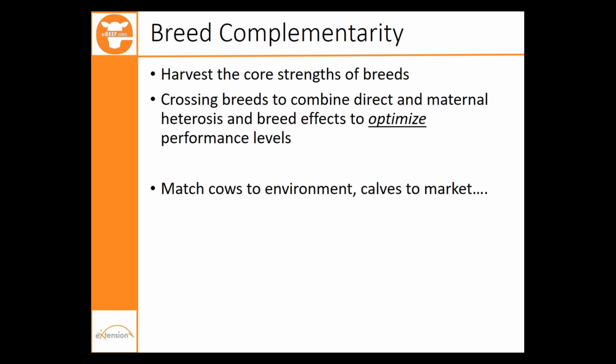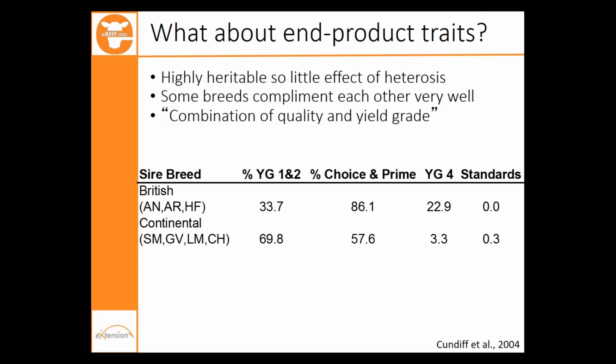And the idea here is that we want to cross breeds to make improvements in lowly heritable traits, as well as take advantage of breed complementarity in highly heritable traits and really optimize performance. And that's the core idea behind using heterosis to match cows to the environment and using things like breed complementarity to really try and match our calves to the marketplace. So how does this work for end product traits, Bob?